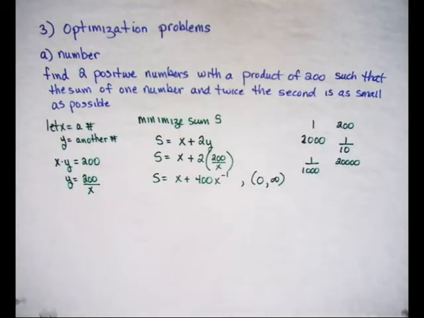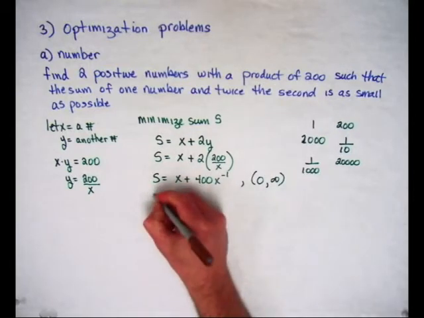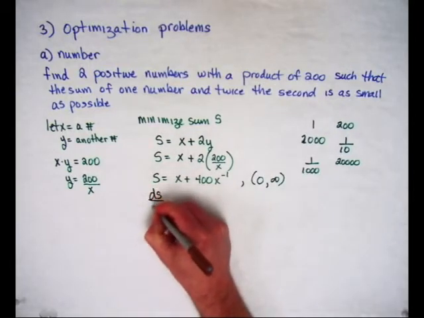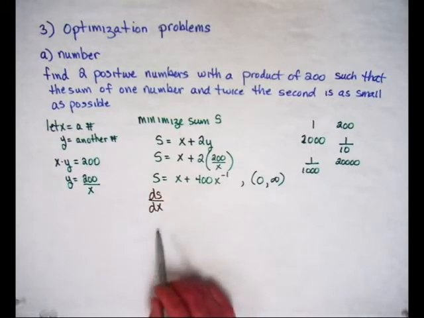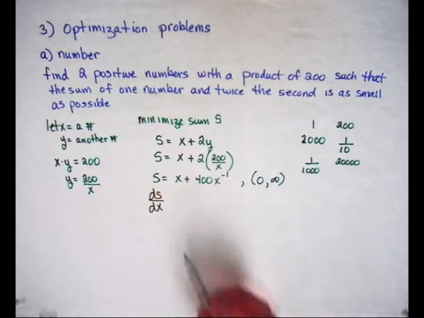Now we are simply going to apply our strategy for finding extreme values. We know that the extreme values are either at the endpoints, which we can disregard, or any critical points, being where the derivative is 0 or the derivative is undefined. So we're going to take the derivative. We're going to take ds dx. That's why we have to have a function of one variable, because we're differentiating with respect to that variable.